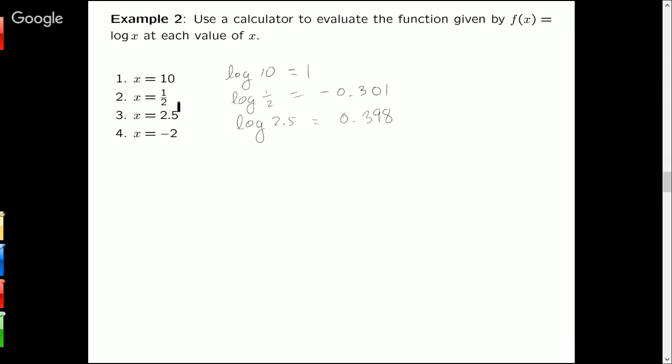Yeah. So the log function always has 10 under it. We just don't see it. And then the ln always has an e under it.